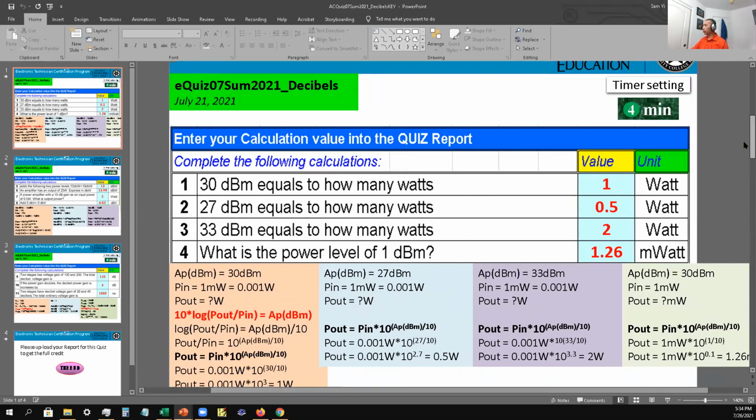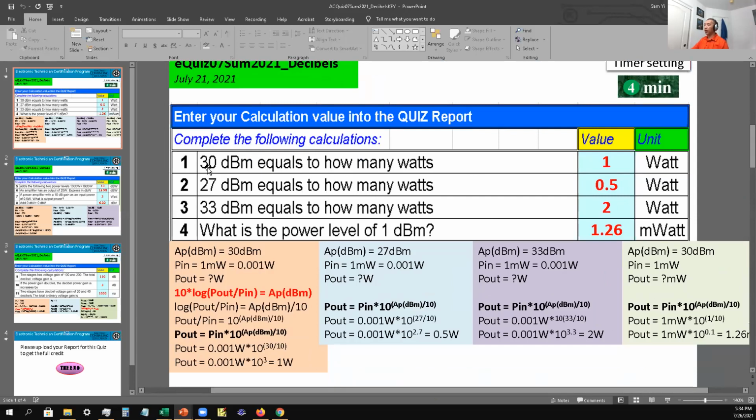So the first one they want us to find out. Number one: is 30 dBm equal to how many watts? The answer is going to be 1 watt. How do we solve that? The information given to us is P in dBm is 30 dBm. When you have a little m, that means your reference point is 1 milliwatt. I converted to watt since the answer they want at the end is in watt.